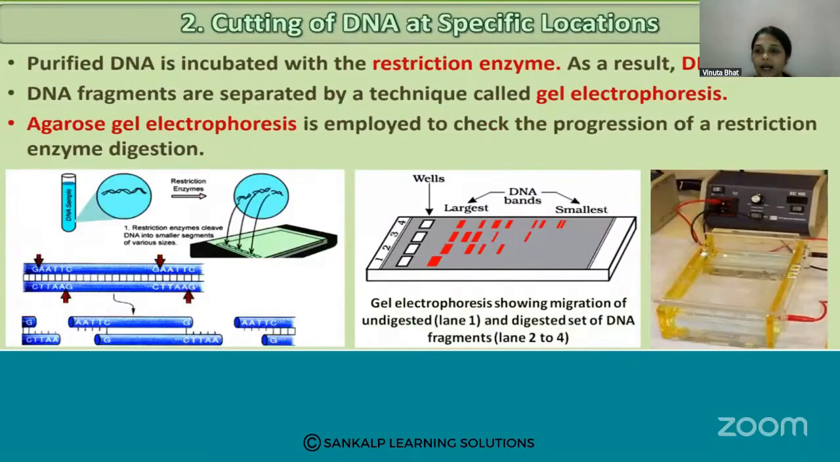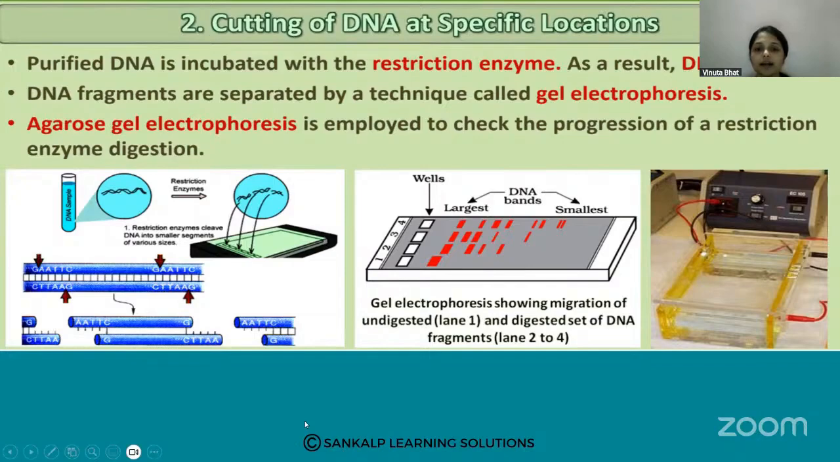Already we have the DNA molecule. Purified DNA is incubated with the restriction enzymes, and as a result we get a DNA digest. You know that restriction enzymes cut the DNA and make pieces of the DNA. So they make the fragments of the DNA.